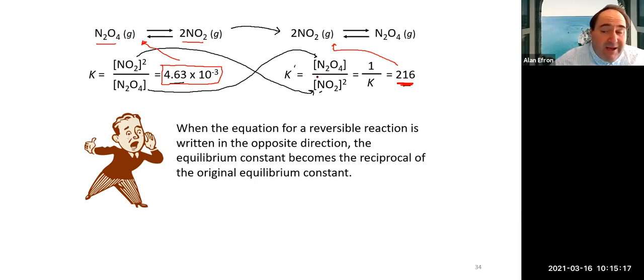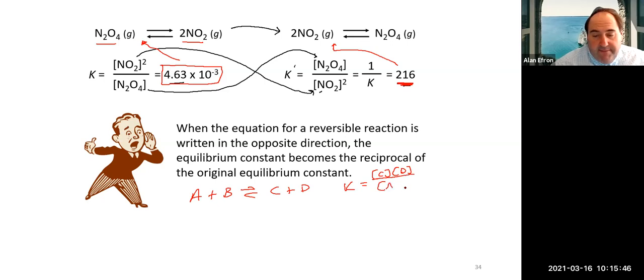Now, there's also a couple of other things that do occur as well. And again, kind of similar to some things you had to do when you dealt with Hess's law and using those different equations. If we had a reaction such as this, and it had a K value, which would basically be the concentration of C times the concentration of D divided by the concentration of A and B.